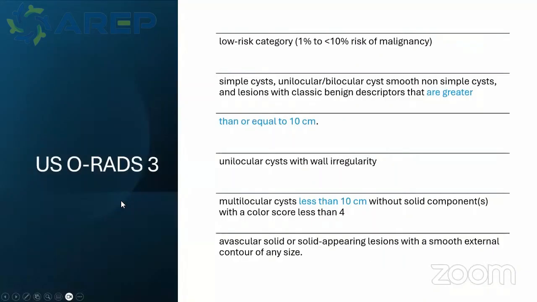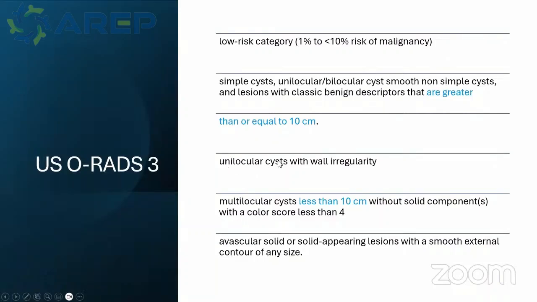Coming to O-RADS category 3. This is a low risk category. The risk of malignancy is 1 to less than 10% here. And under this category, we have simple cyst, unilocular or bilocular cyst. So as we saw, the bilocular nomenclature was updated in the 2022 version. It can be simple, non-simple cyst, and all the classic benign lesions, but the differentiating feature here is the size. So all these are greater than or equal to 10 centimeters.